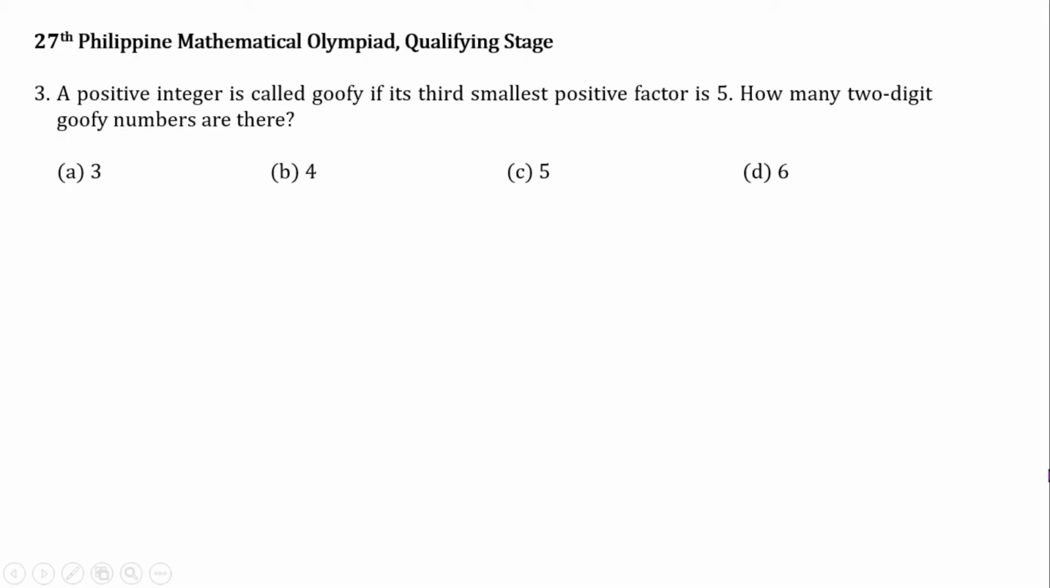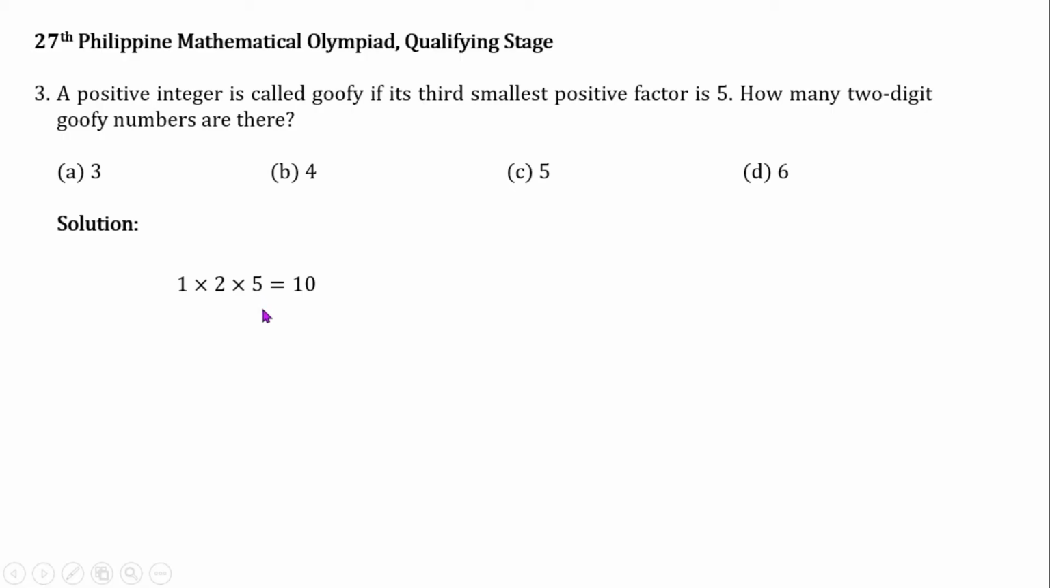Problem number 3. A positive integer is called goofy if its third smallest positive factor is 5. How many 2-digit goofy numbers are there? Rather than identifying directly those numbers that satisfy the given condition, we can actually generate them by starting with the product of smaller factors. That way, the process is much easier. For example, we can start with the product of 1, 2, and 5. The product is 10. Obviously, the third smallest positive factor here is 5.